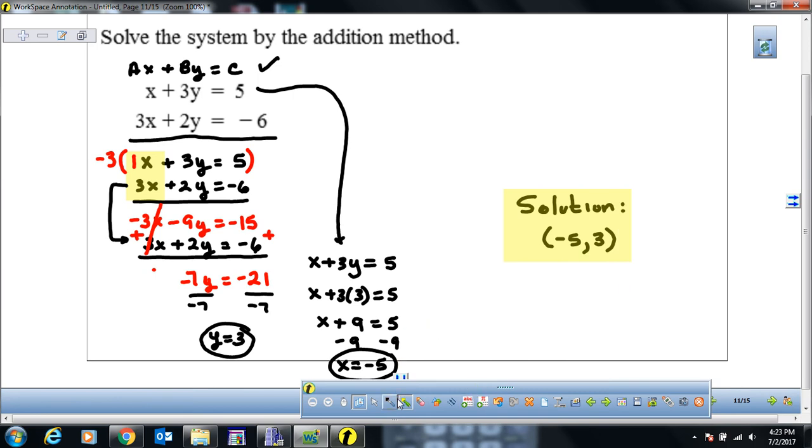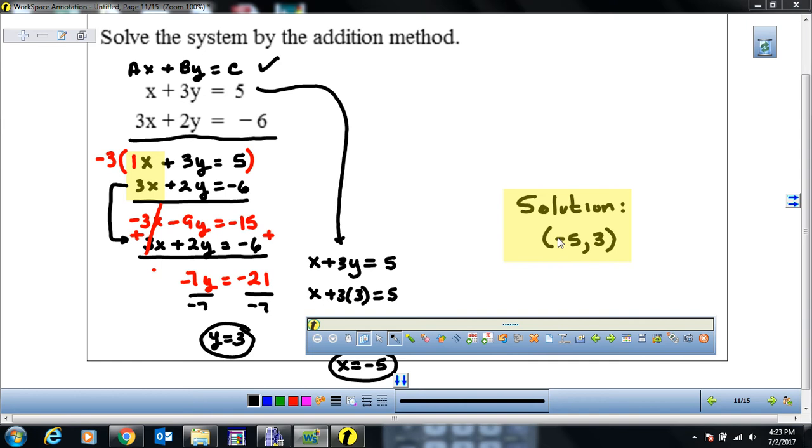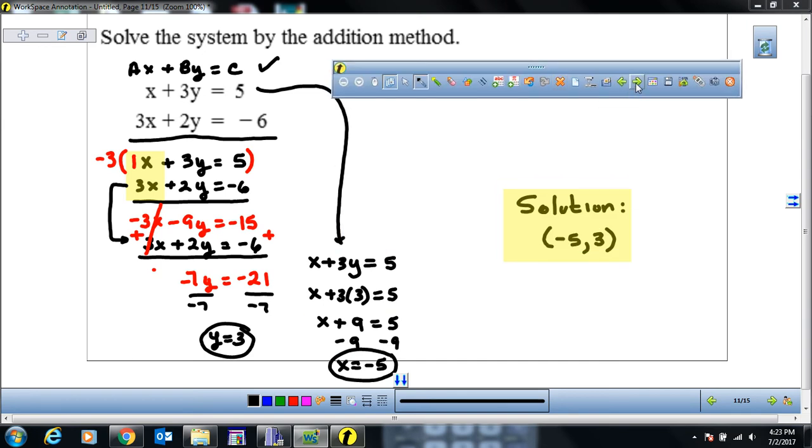If you want to check your solution, remember that you can substitute this solution back into both original equations and see if it gives you a true statement on both. If it doesn't, you have to go back and recheck your work to see what was done wrong. Okay. Alright, so the next problem.